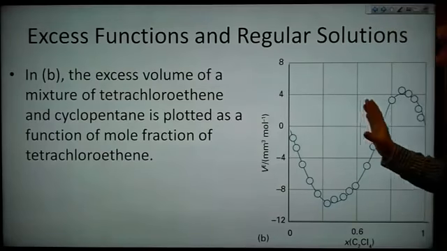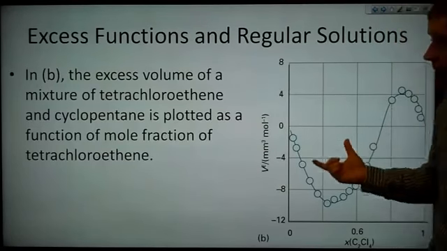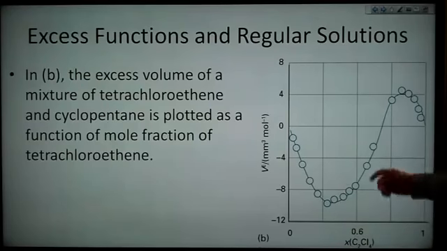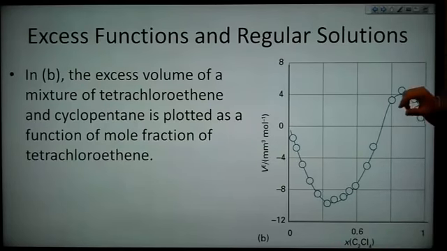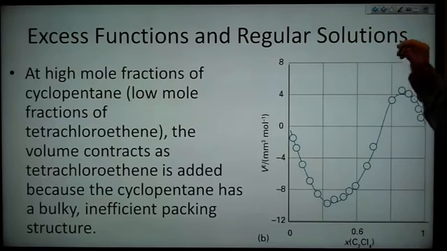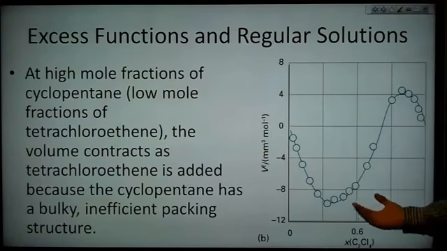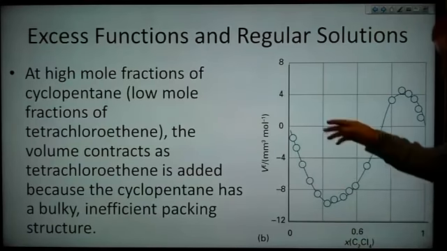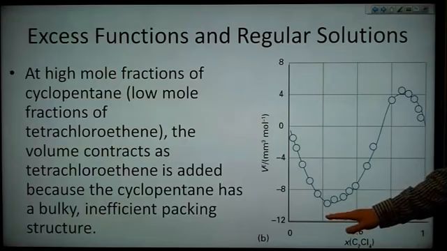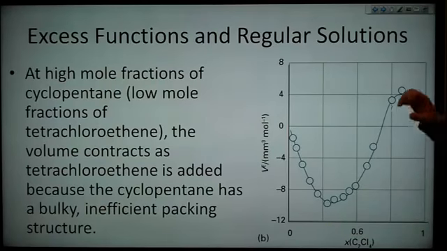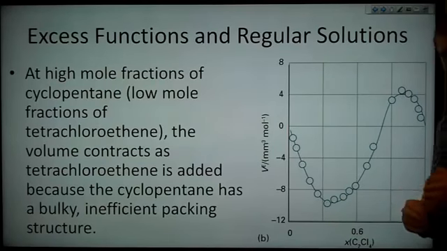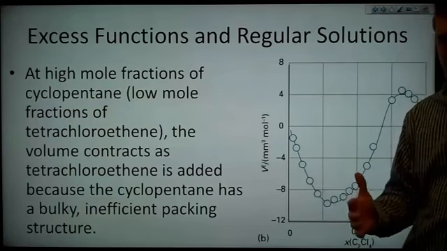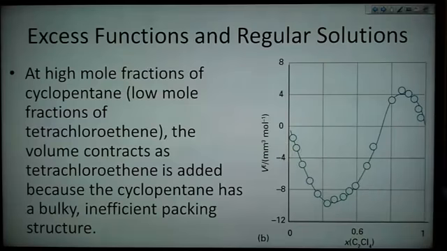All right, so in our second graph that I showed earlier, in B, the excess volume of a mixture of tetrachloroethene and cyclopentane is plotted as a function of mole fraction of tetrachloroethene. So at high fractions of cyclopentane, so low mole fractions of tetrachloroethene, on the left side here, our volume contracts as we add tetrachloroethene. Now note that if we're adding tetrachloroethene, the volume is still going to increase, but the total volume is dropping. So that's what we really mean here. The total volume is dropping.